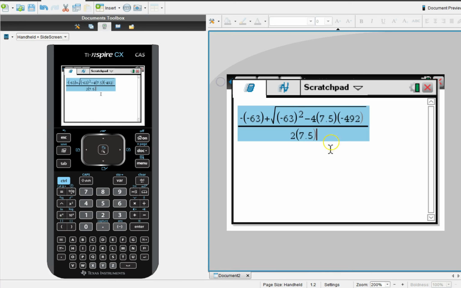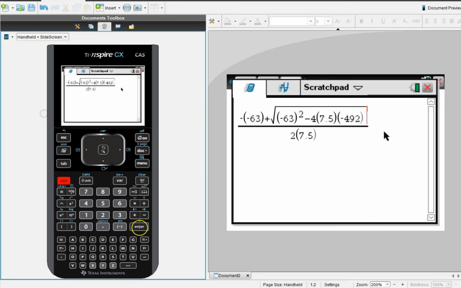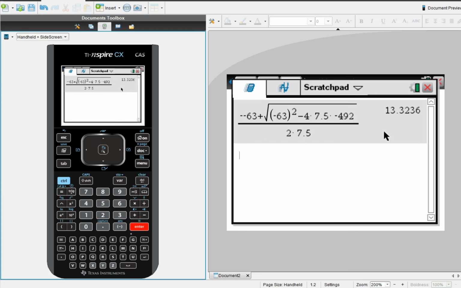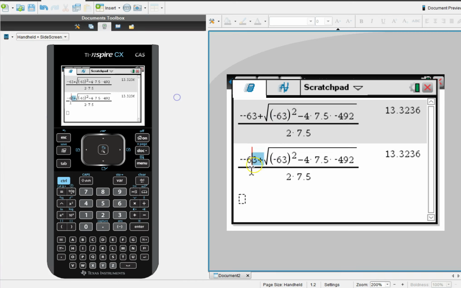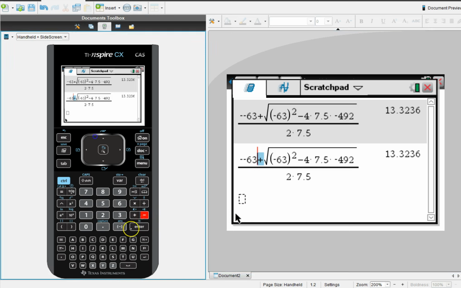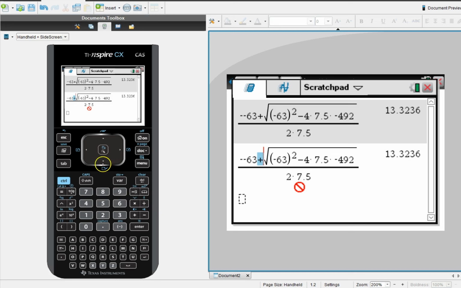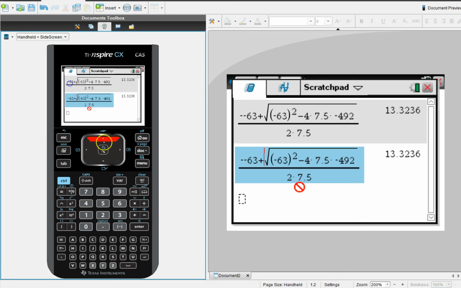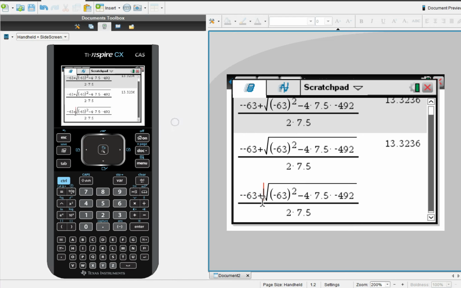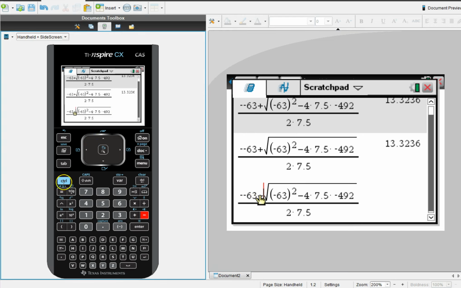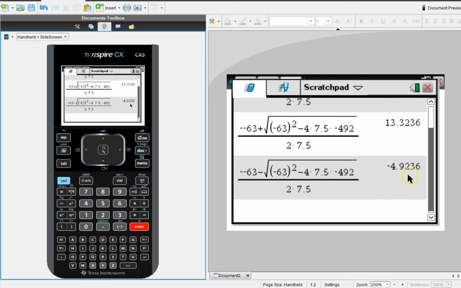Since I want an approximate answer, I'm going to hit Control Enter. Is that the answer we got? About 13.3, right? Why do we have plus or minus? Well, in the context of this question, x is equal to negative 63. If I put a minus there, dang it. All right, I can outsmart the technology here. If I change that plus to a minus, that doesn't make any sense. We are not going to have a length of negative 4.92. So that makes no sense. There's our answer.